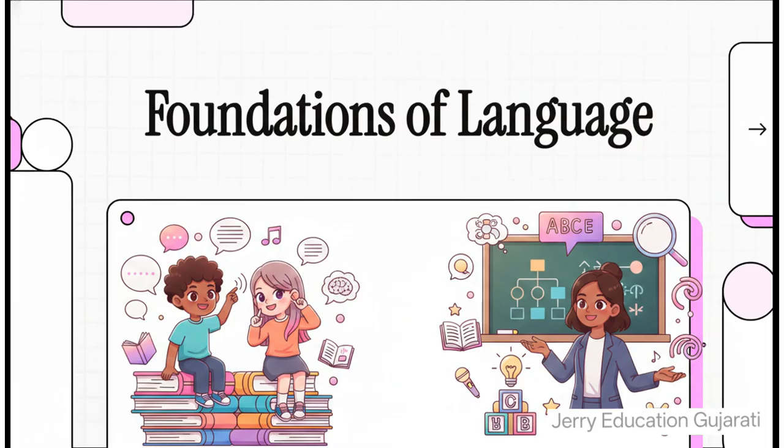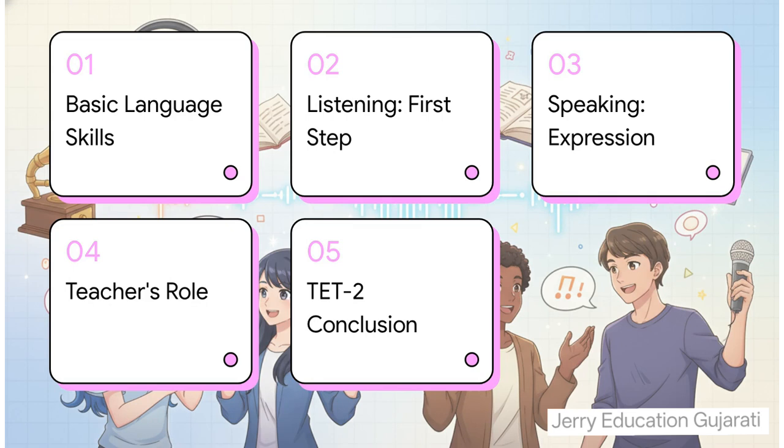Today, we're unpacking how a child's brain actually acquires language, and more importantly, how you can foster that exact growth in your future classroom. So we've got a super focused roadmap today. We'll start with basic language skills, then dive into listening as the critical first step, followed by speaking as the medium of expression. After that, we'll cover your specific role and activities as a teacher and wrap it all up with a TET 2 exam review to lock in those marks.